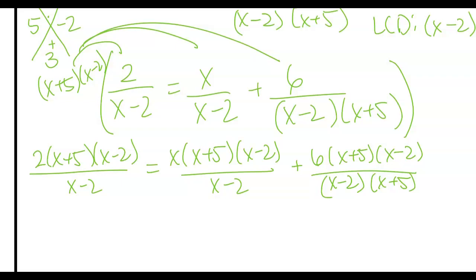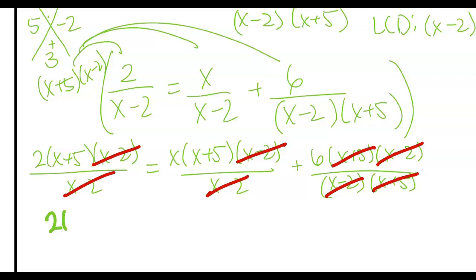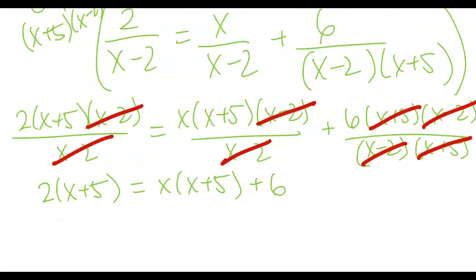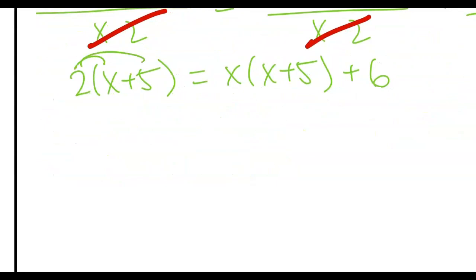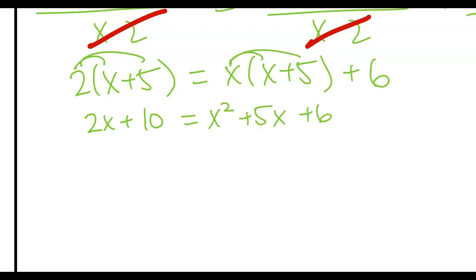From here, I'm going to get my fancy pen and I'm going to cancel. I'm going to cancel the x minus 2 in the first, x minus 2 in the second, and the x minus 2 in the third, and the x plus 5 in the third. So let me rewrite what's left. 2 times x plus 5, x times x plus 5, plus just a 6. That's the only thing that made it out of that last one. From here, we're going to finish by distributing. And we are definitely going to need to factor.